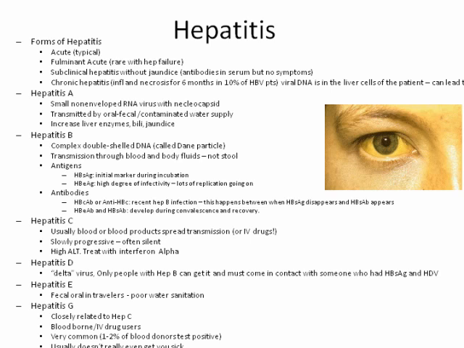Then there is chronic hepatitis, which is inflammation and necrosis for 6 months. And this we find in 10% of your hepatitis B patients. The viral DNA is in the liver cells of the patient and can lead to major issues with that.